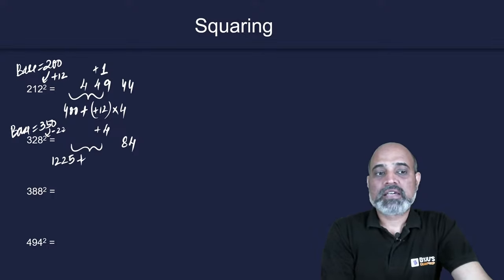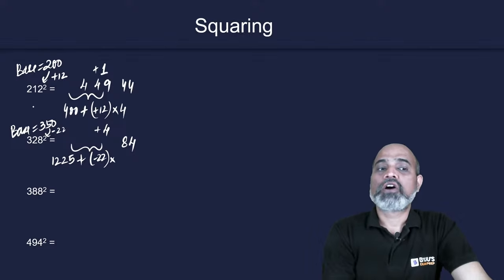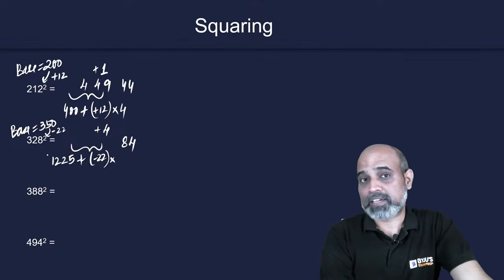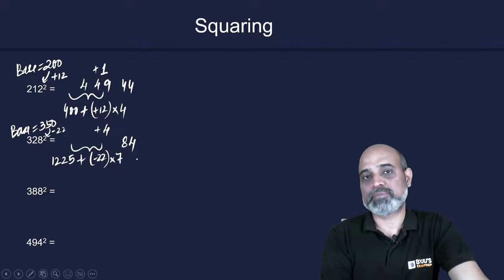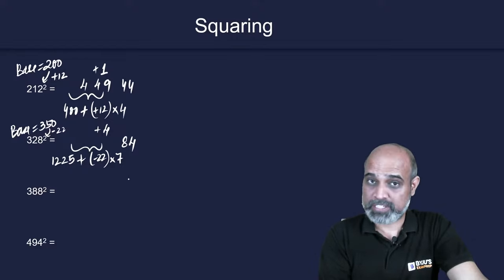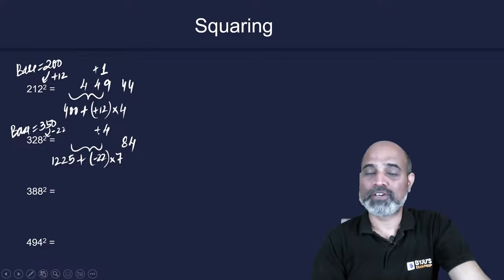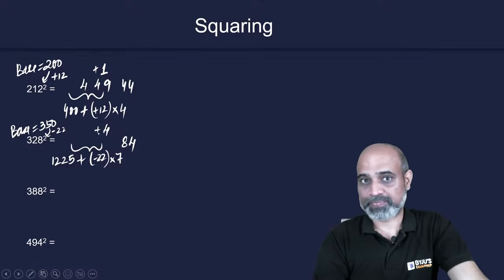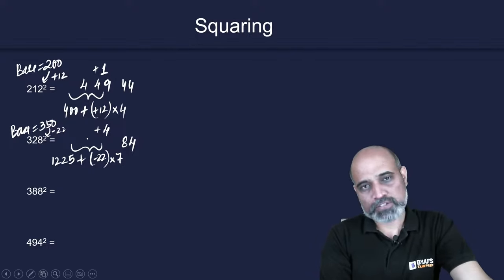Plus this distance, which is minus 22, into how many times should we multiply? 350, 50 into 7, so this is going to be 7 times. So this turns out to be 1225 minus 22 into 7 plus 4. 22 into 7 is going to give us 154, minus, right? Minus 154 plus 4 is minus 150.